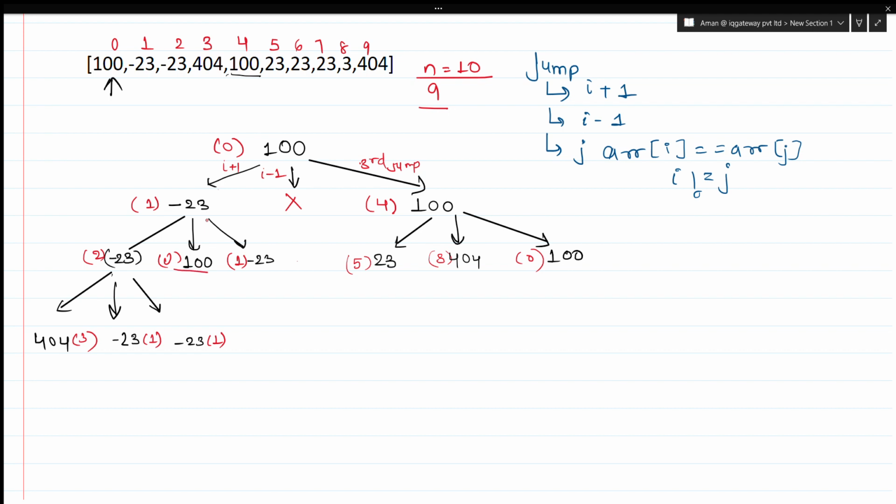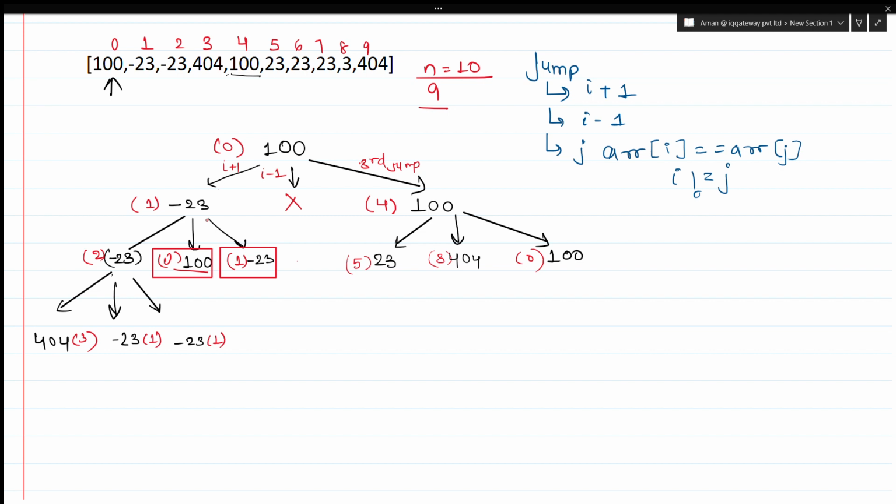So here I can see 100 at 0. I reach 100 at 0th again, but I started from 100 at the 0th index. So isn't it a repeated call? This index I processed already and I visited it again. I can avoid this because I processed it already. Same as minus 23, I started from minus 23 at the first index only. So this is a repeated call. I can avoid this because I already visited this index and processed it.